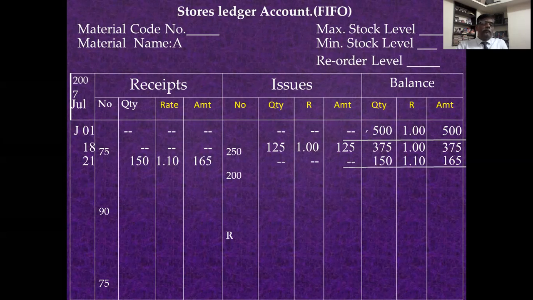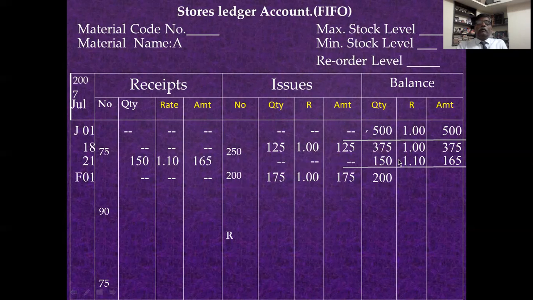Next come to February 1st. You put the underline and February 1st is issue. So you write the date February 1st, number 200, issue is 175. You issue 175 from the first lot at the rate of 175. Balance is 200 from the first lot at rupee 1, 200. Second lot 150 at the rate of 1.10, 165. Clear?